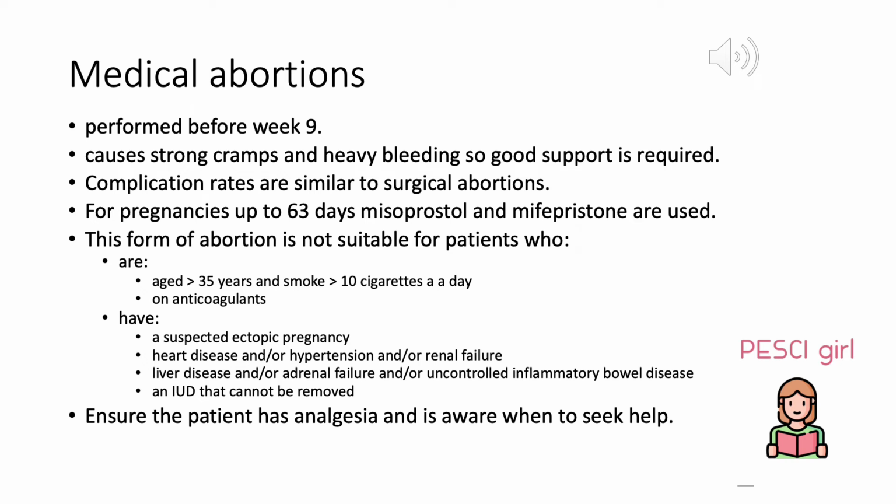Ensure the patient has analgesia and is aware of when to seek help. Manage as for miscarriage. If there is severe bleeding or pain, arrange immediate transfer to the emergency department. If the patient is stable but has pain and bleeding, refer to the emergency department as well.